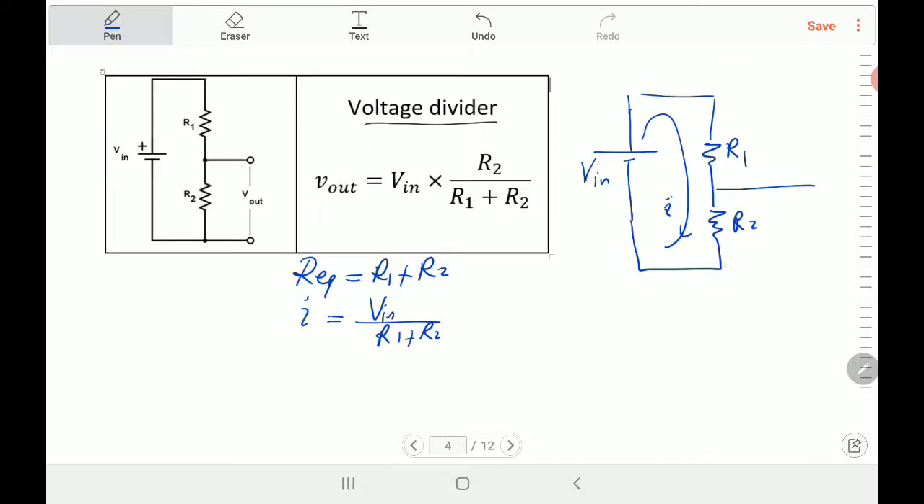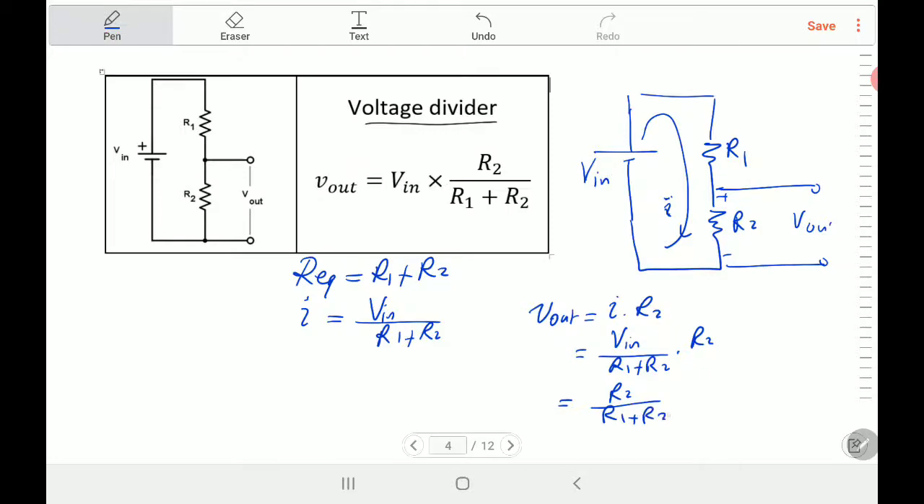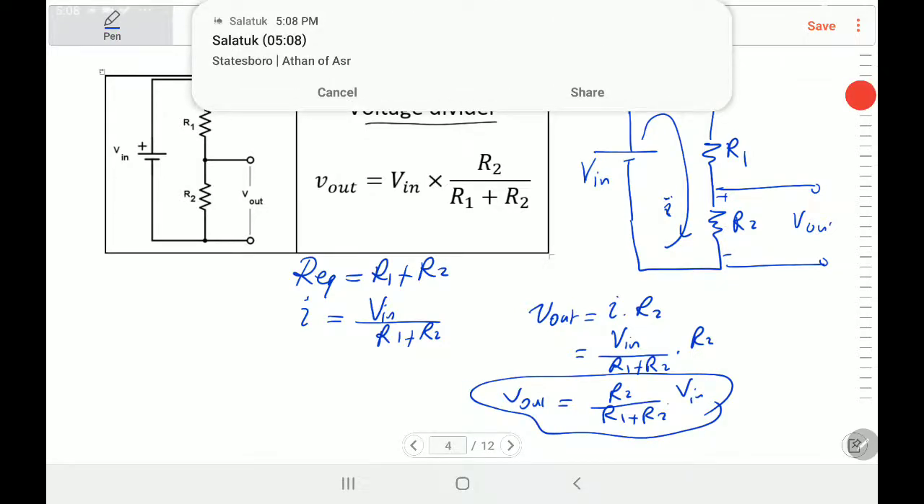If you want to take the voltage across this one, that is the V out. So you multiply the current by this resistance. So the voltage out would be equal to the current times R2. I is equal to Vin over R1 plus R2, and this is R2. Rearranging the equation, V out is R2 over R1 plus R2 times Vin.